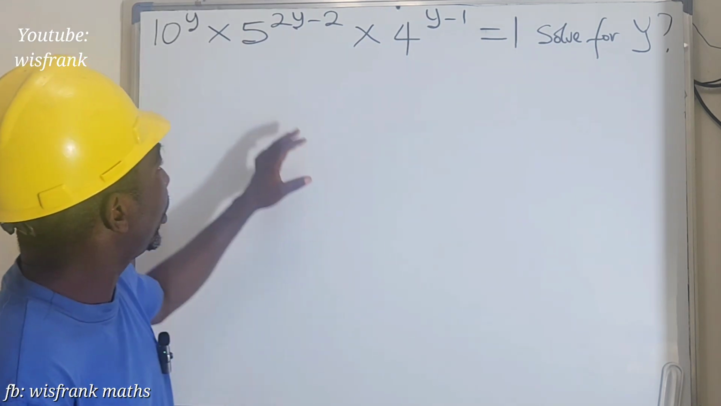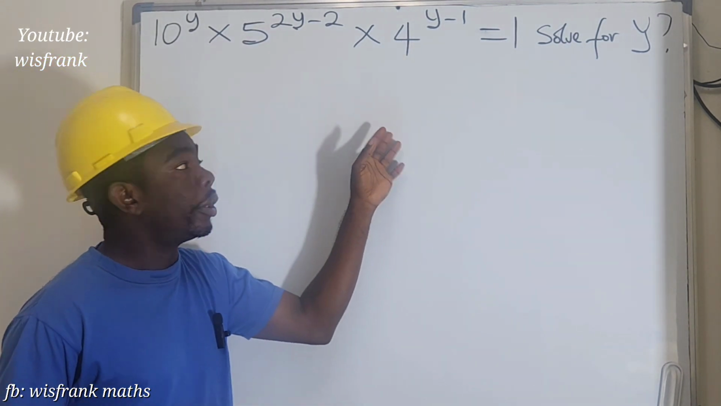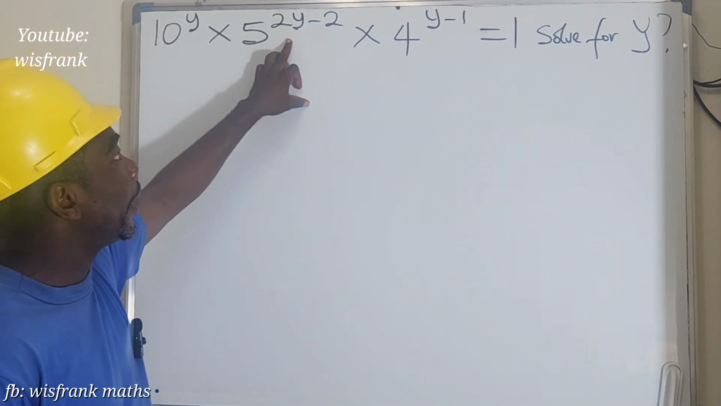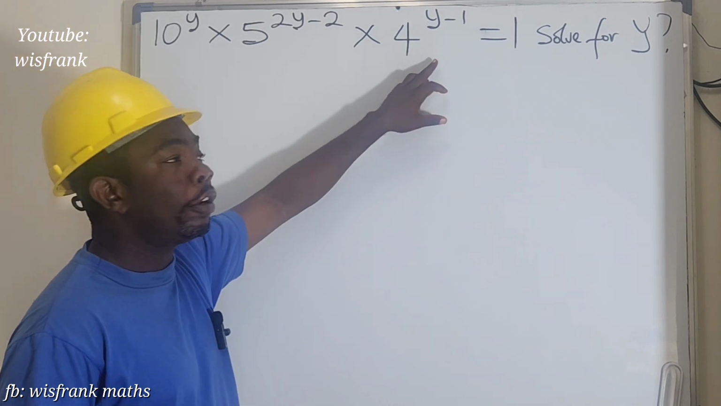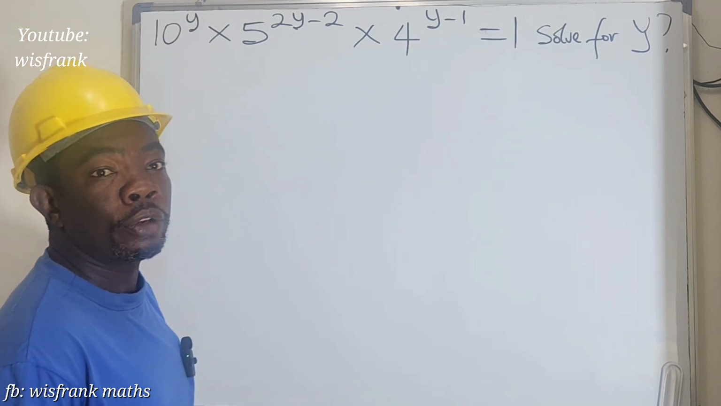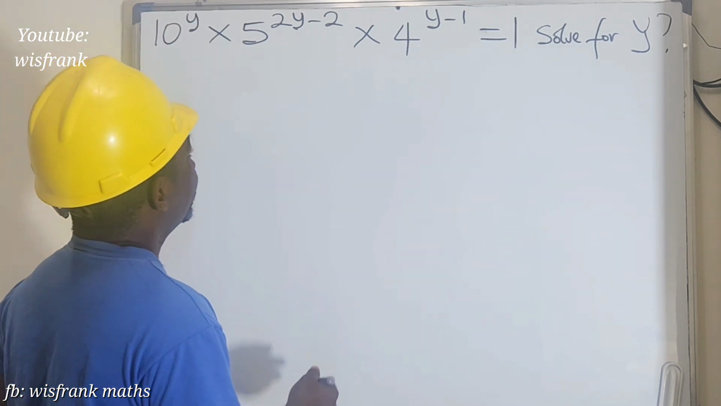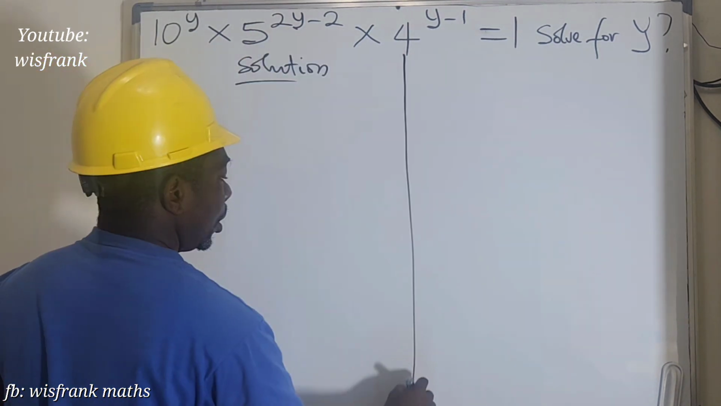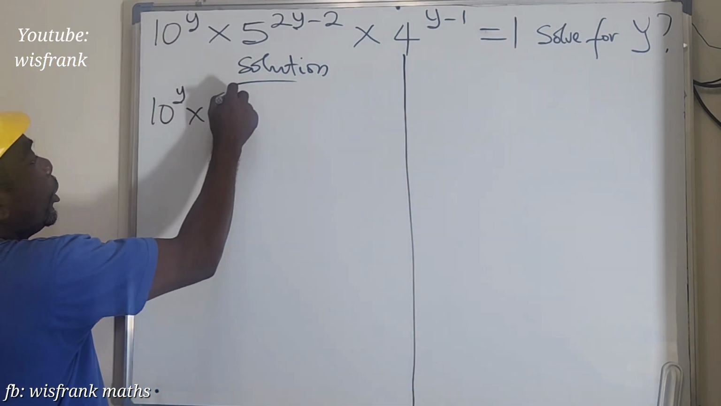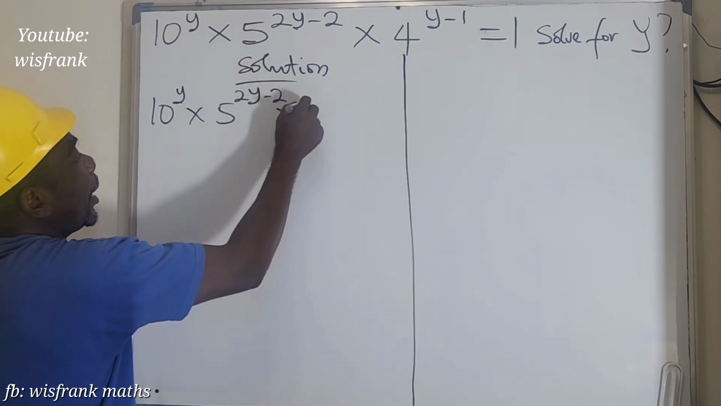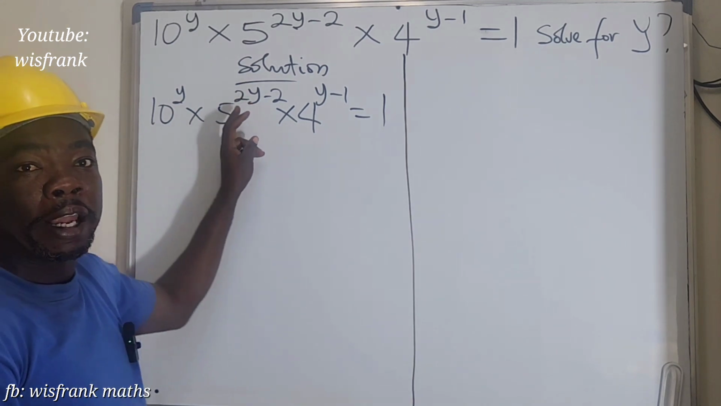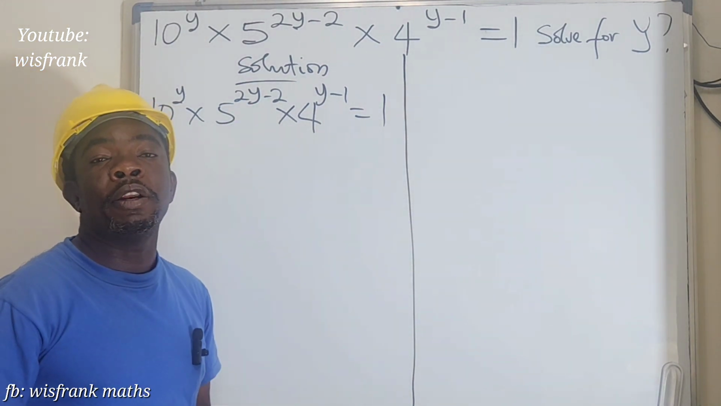Today we are looking at this indicial equation, and it says 10 to the power of y times 5 to the power of 2y minus 2 times 4 to the power of y minus 1 equals 1. Solve for y. So we are going to solve for the value of y in this expression. Solution: we are given 10^y times 5^(2y-2) times 4^(y-1) equals 1. We are going to find the value of y.